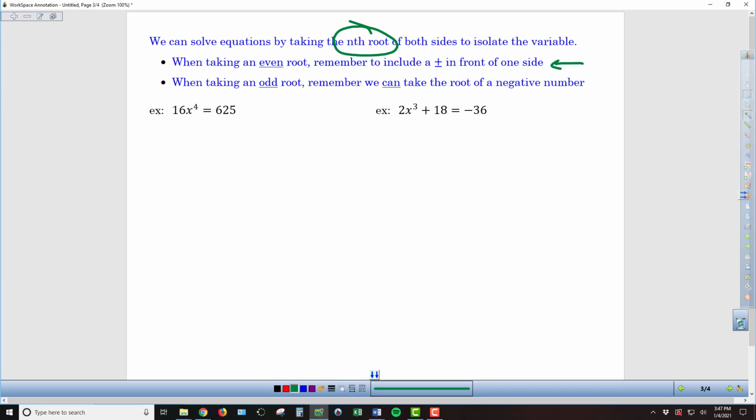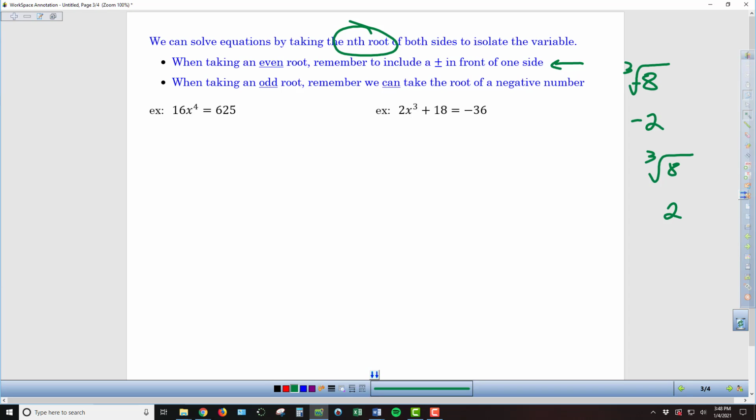When taking an odd root, however, we can take the odd root of a negative number. So for example, the cube root of negative 8, sorry, that should say negative 8 there, is negative 2. It's not plus or minus, it's just negative 2, because if I remultiply that, negative 2 times negative 2 times negative 2 gets me back to negative 8. Just like if I take the cube root of positive 8, I only get one answer. That's going to be positive 2, because 2 times 2 times 2 gets me back to 8.